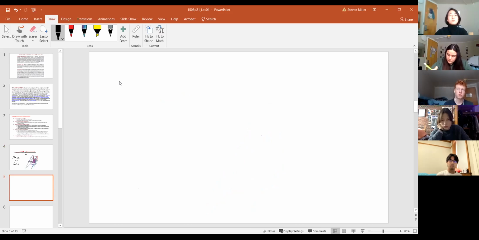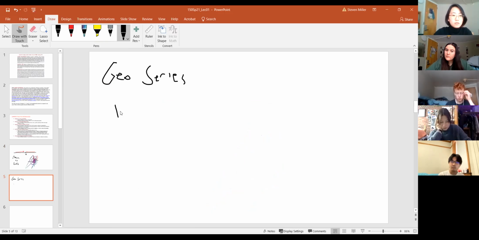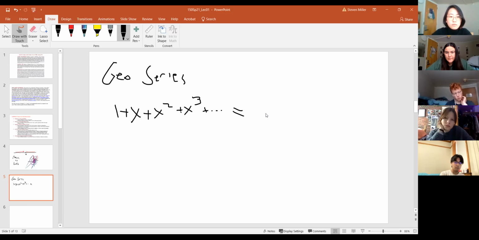How many of you have seen the geometric series formula? Anybody seen the geometric series formula? 1 plus x plus x squared plus x cubed and so on, all the way off to infinity. What does this equal? Anybody remember what this equals? Depends on the value of x. Wonderful. So what do we need to be true about x?